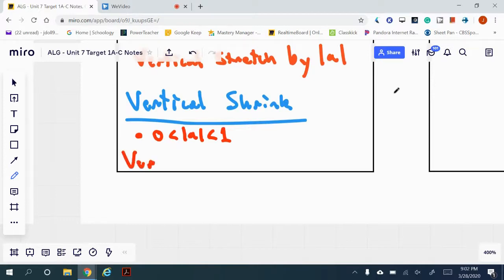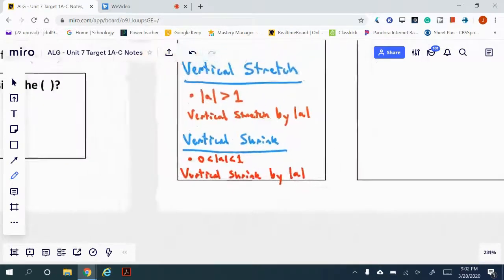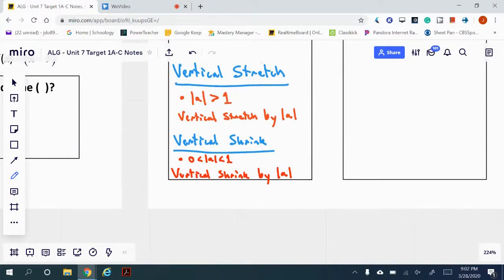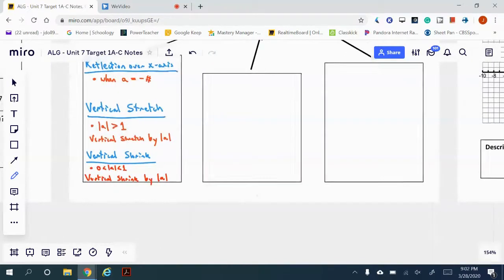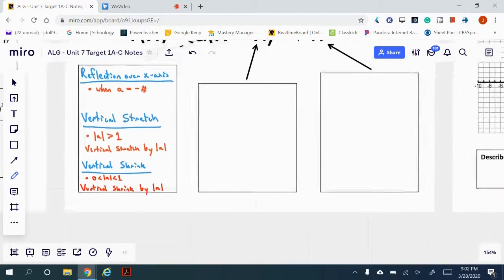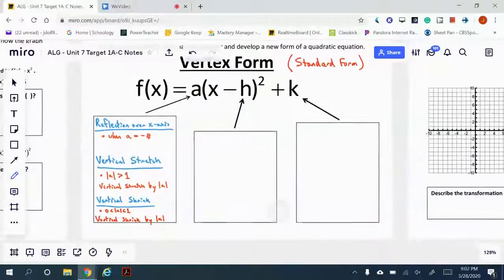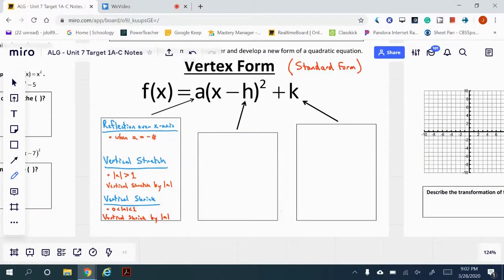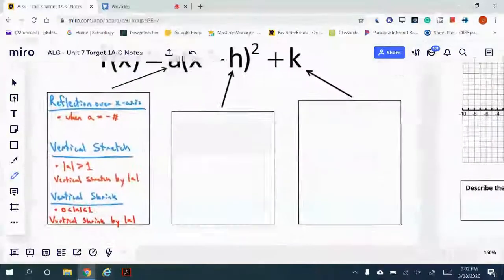And if that's the case, we have a vertical shrink by the absolute value of A. Right? And remember that a vertical stretch means it's getting skinnier, and a vertical shrink is going to mean that it's getting wider. That's what it's visually going to look like there. All right, so that's the A value. A really does control and change a lot in our equations and in our graphs here.